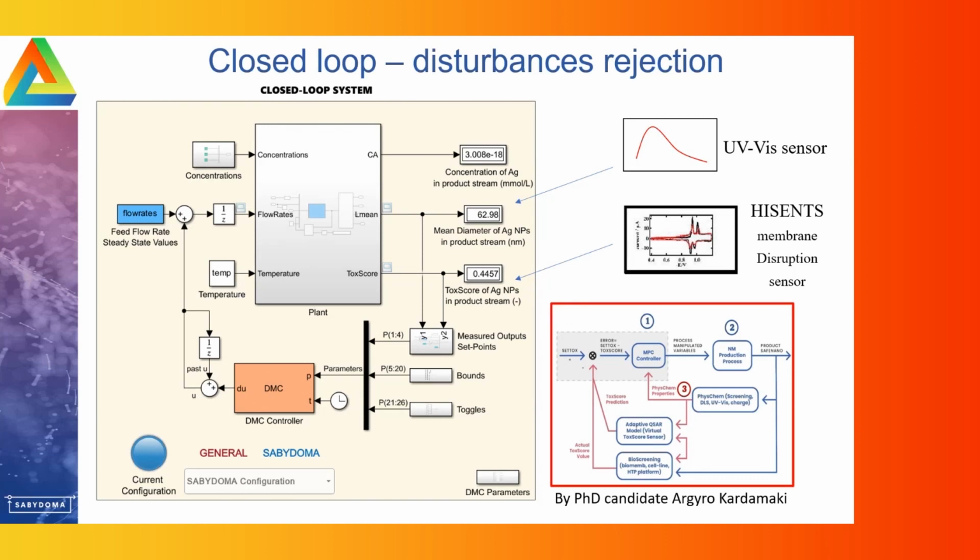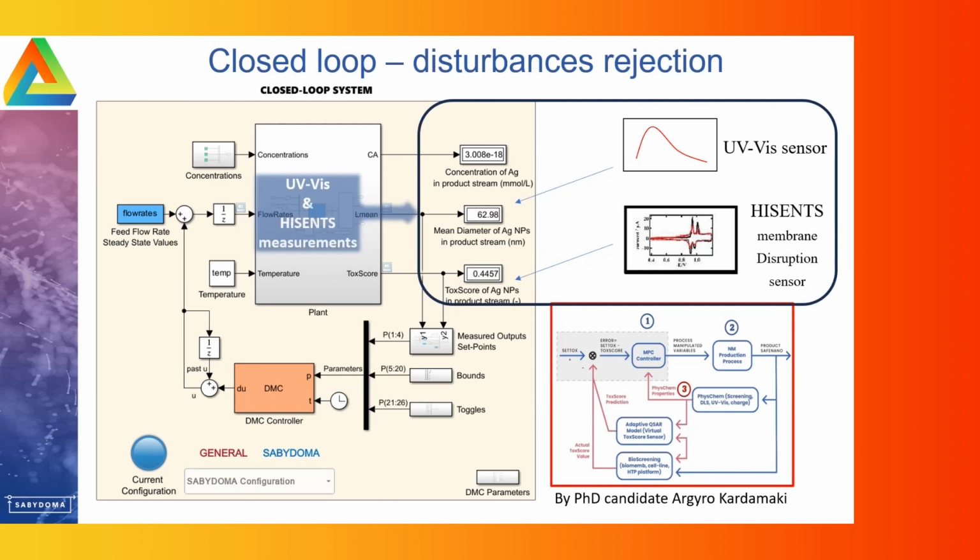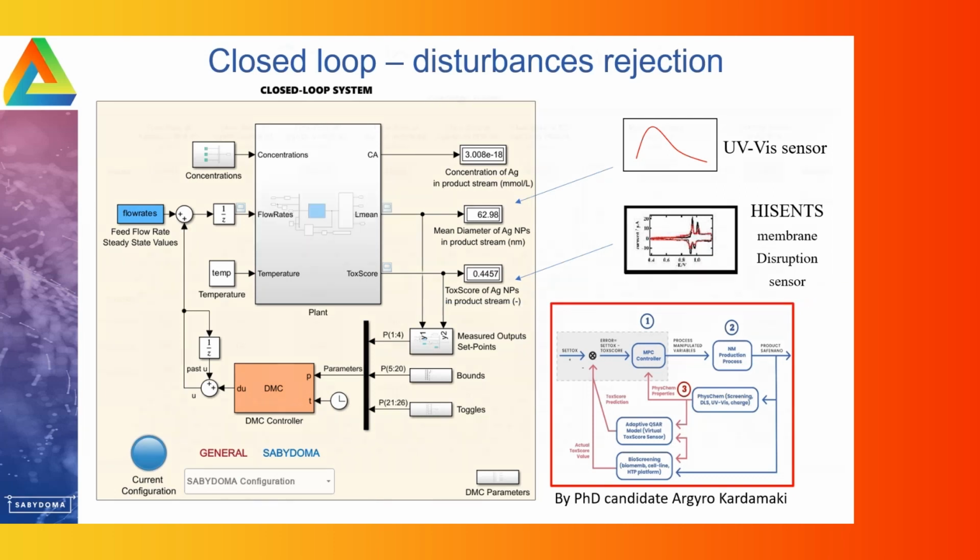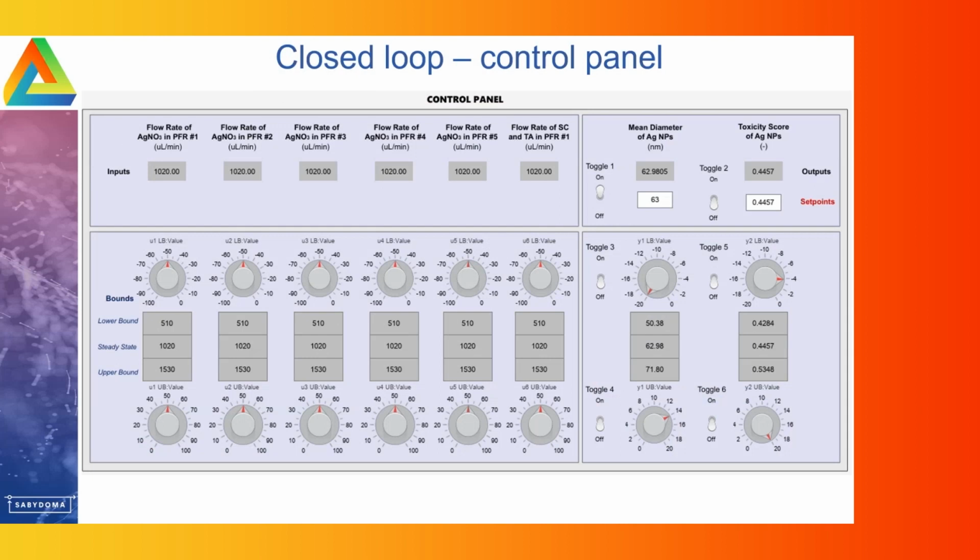And then we have in the feedback loop the controller, which receives the deviations of the actual values of the outputs from the desired ones and makes decisions about what the flow rates should be that will correct these errors. We can also see the points where the UV sensor for measurement of the size and the Huygens for the membrane disruption should be located within this framework. This is the platform for controlling the system.